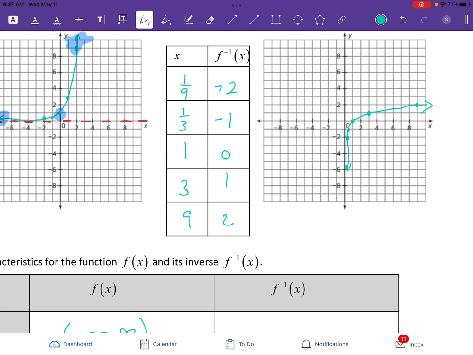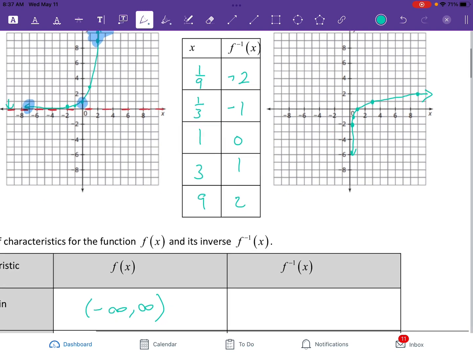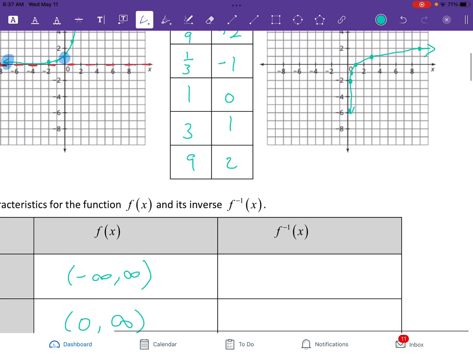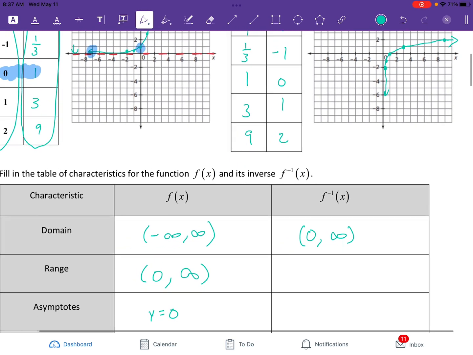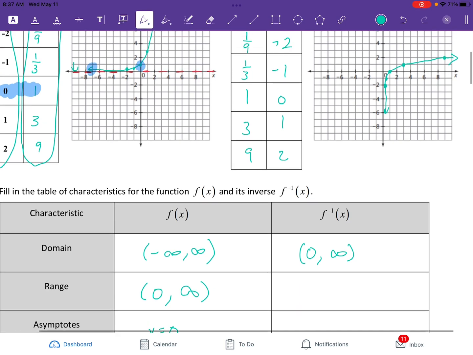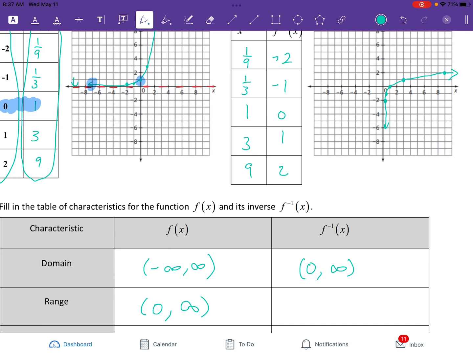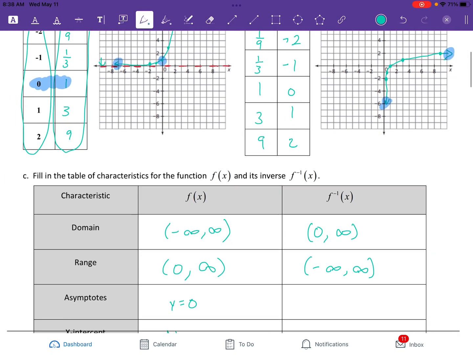So for the domain, as we look from left to right, the graph here doesn't start on the left until you get to 0. Then it goes to the right towards infinity. Notice how the range of the regular function is the domain for the inverse. Now let's look at the range, going from the bottom to the top. The graph keeps going down here, and as it goes to the right, it keeps going up, which means the range is negative infinity to positive infinity, just like the domain is for the regular function.